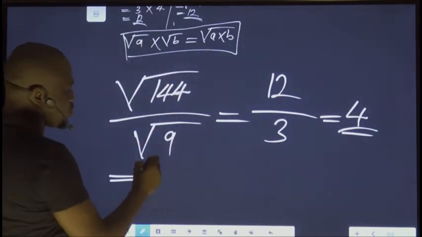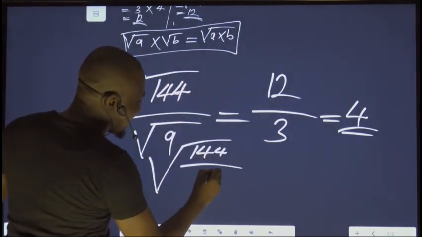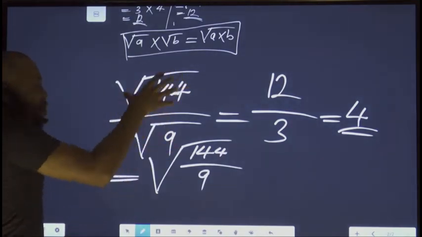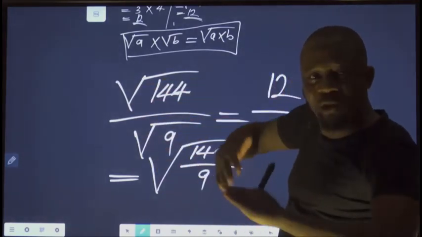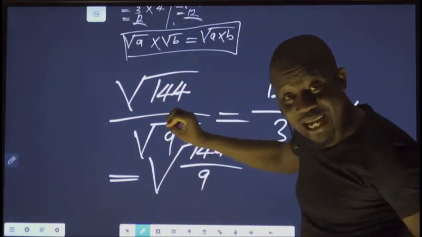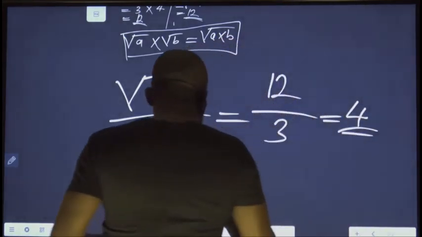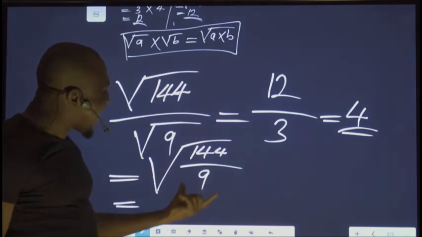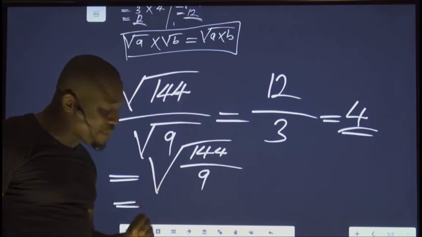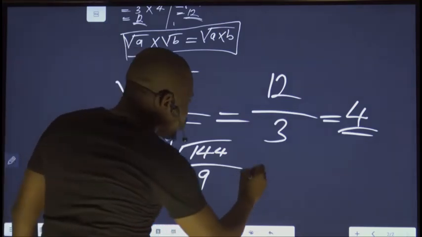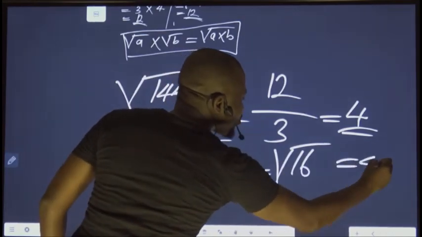Also, instead of doing it like this, you are also allowed to say this is equal to the square root of 144 all over 9. See? Those two things that were separated, they were all alone. I am now bringing them together. It is allowed. Now, before we move further, I can divide these within this square root. That is 144 divided by 9. You agree with me? If you divide this, you're going to have 16. That is the square root of 16, which is also equal to 4.